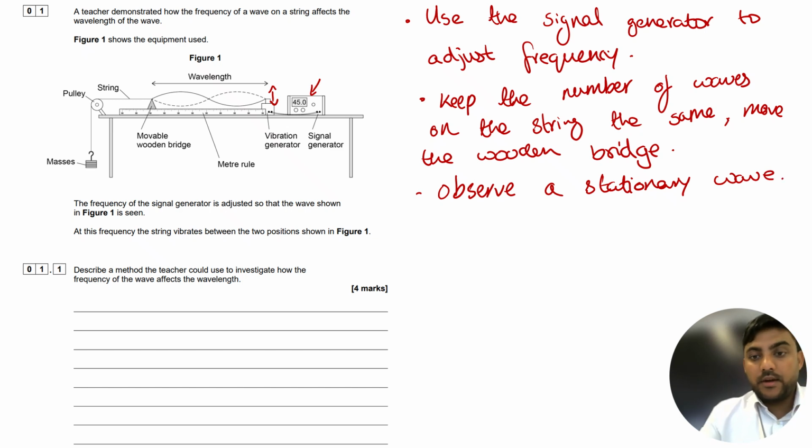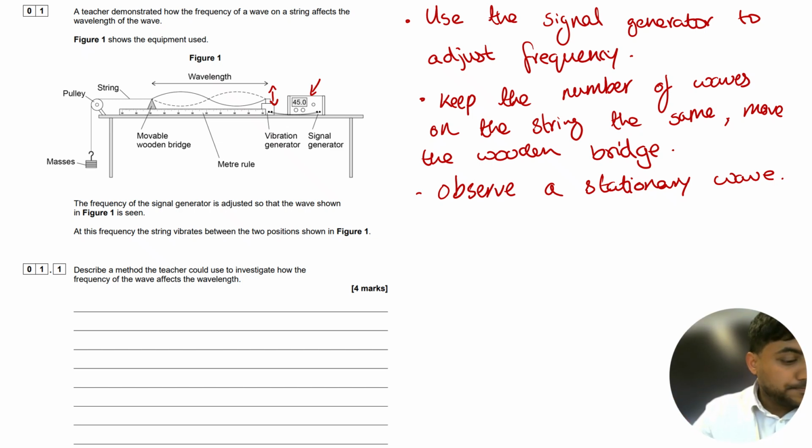What is a stationary wave? It's a wave that, if you were to look at this wave that's shown in the picture, what you would see is almost as if it's flickering. You won't see the wave move across. It will be flickering because the wavelength shown, the amount of string used, is the wavelength all the time.